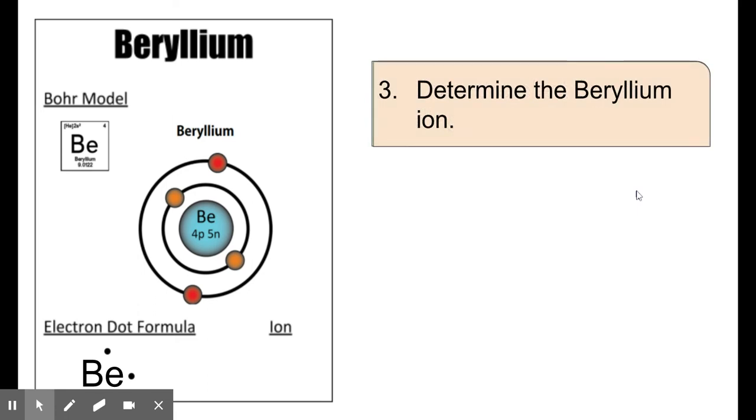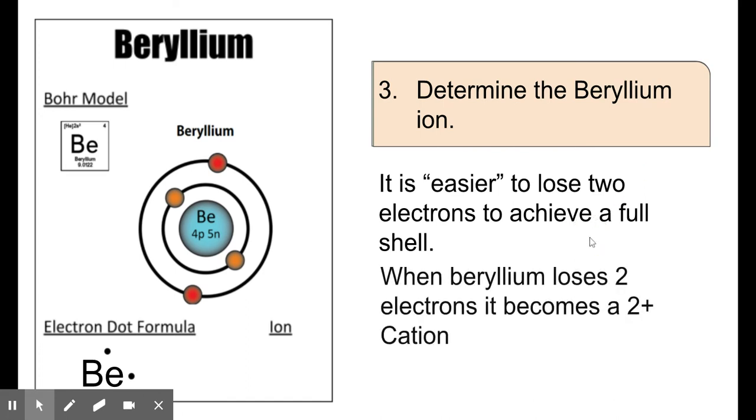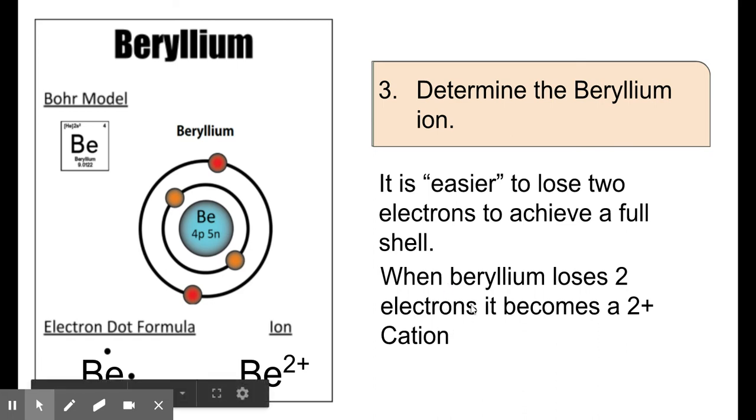Now we have to consider the ion that beryllium will form. It has 2 valence electrons, and it's easier to lose 2 electrons to achieve a full outer shell than it would be to gain 6 more. So it's going to lose 2 electrons. When it does that, it's going to become a positive 2 cation. If it loses 2, positive 2. If it loses 1, positive 1. So beryllium's going to lose 2, so it will have a positive 2. And we call that a cation, again, because it is positive. And cation is the word we use to mean positive ion.